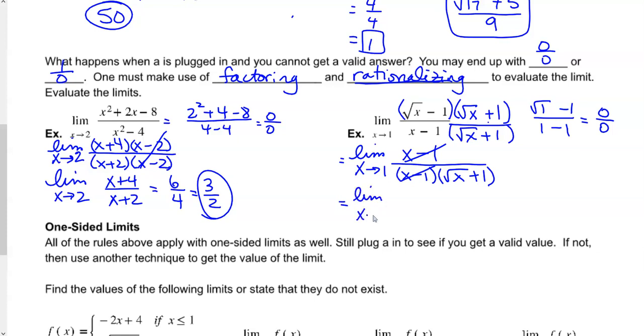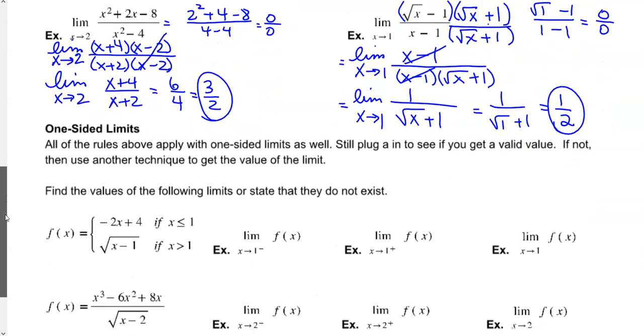So now I reduce down to the function where I have what's left over of 1 over the square root of x plus 1. And now I can plug a in. After I modify that function, I'm going to plug 1 right in here, and I get 1 over the square root of 1 plus 1. Well, square root of 1 is 1, plus 1 is 2. Therefore, my valid answer for this limit is 1/2. And if you were to graph that, you would be able to see that as well. Okay? All right, moving right along.